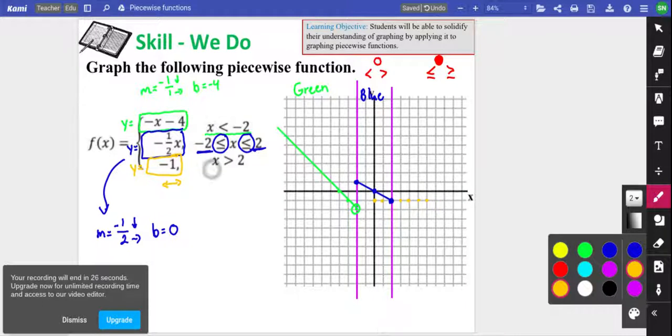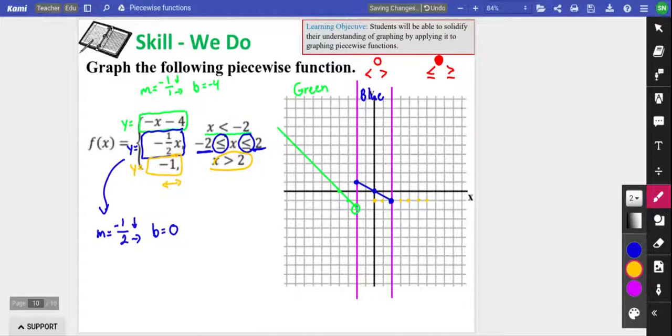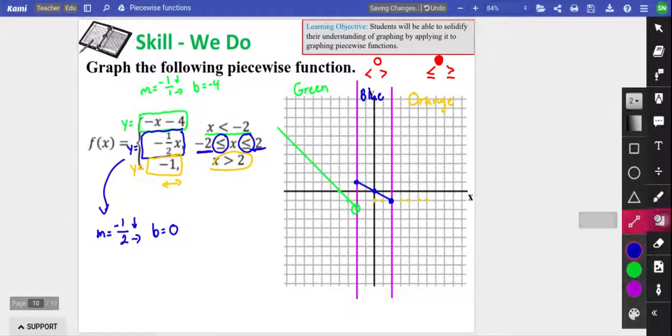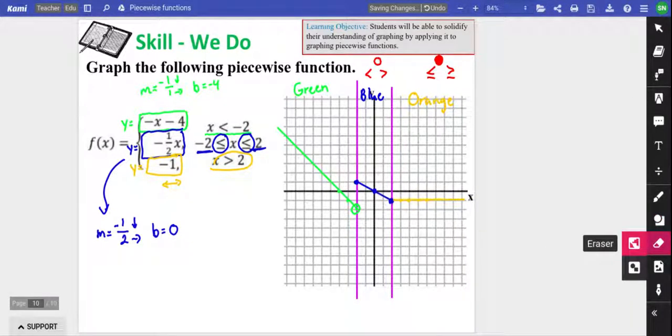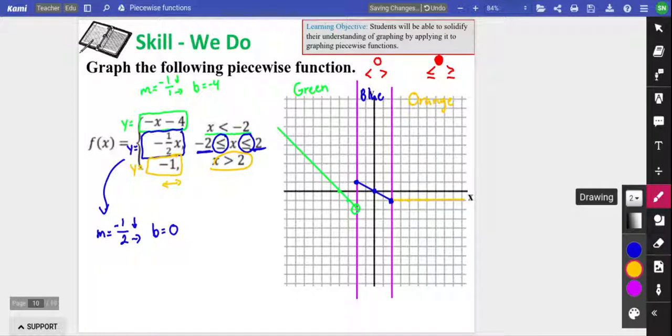Now, the domain says that we only want numbers that are bigger than 2, so it would be on the far right. I will connect them with the straight line. So I only want these ones right here. Anything in between, it's erased. And because this is a greater than, this has to be an open circle. And this is the piecewise function graph.